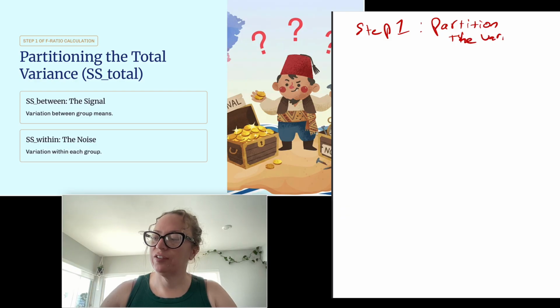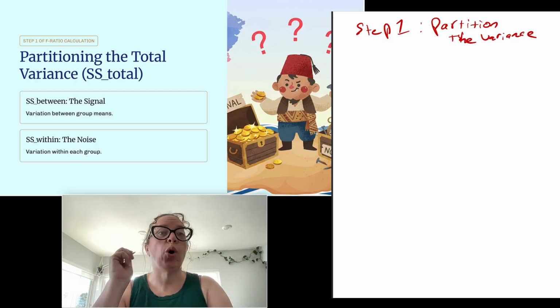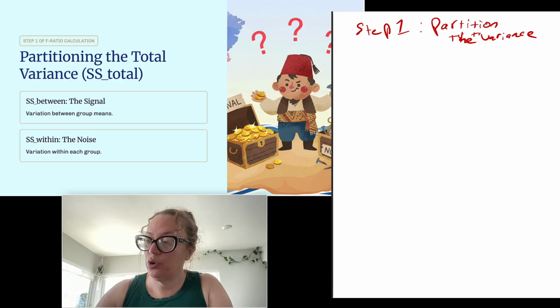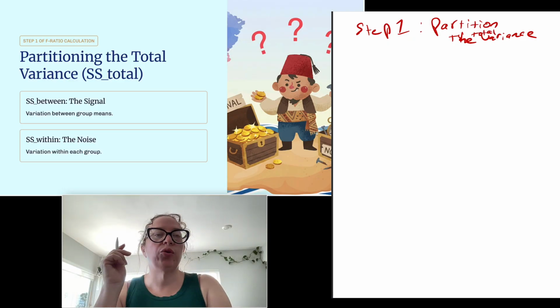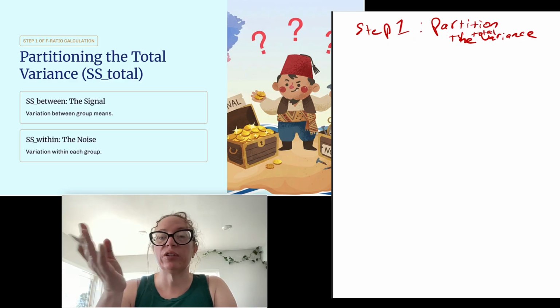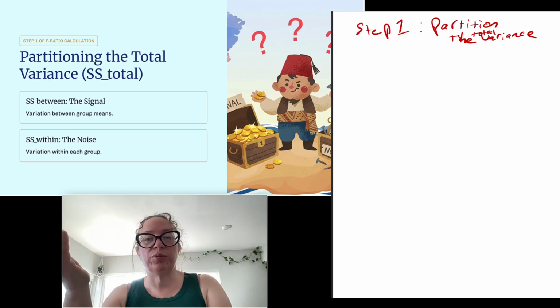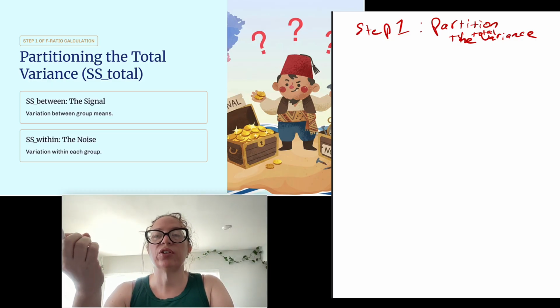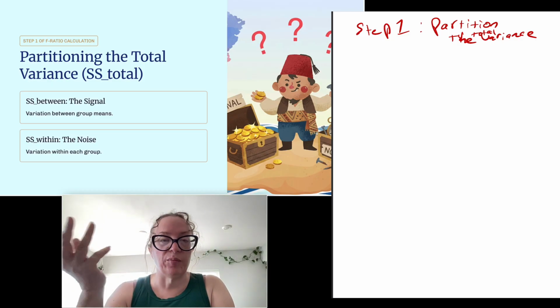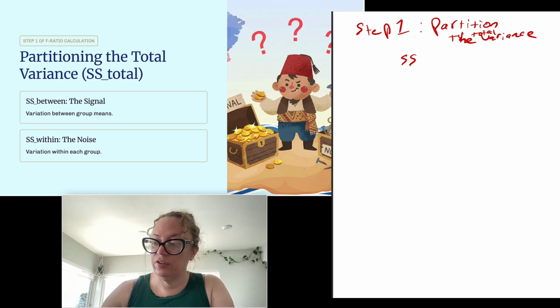I can't write on this thing sometimes. Partition the total variance, I should say. Partition the total variance. So you have all your data points, right? Some are expensive, the Adams years. Some are cheap, the Jefferson years. Some are free, the Decatur years. The total spread of all these numbers, that's the SS total.